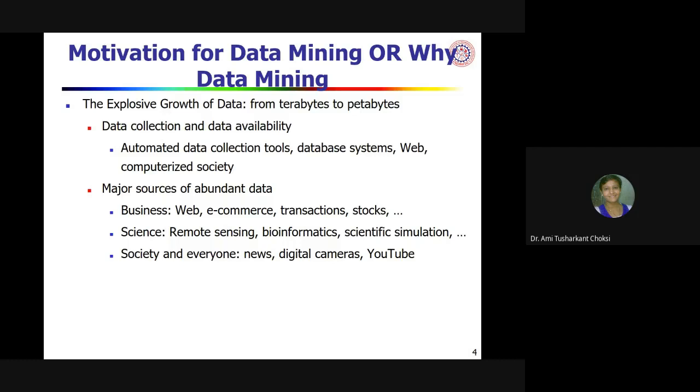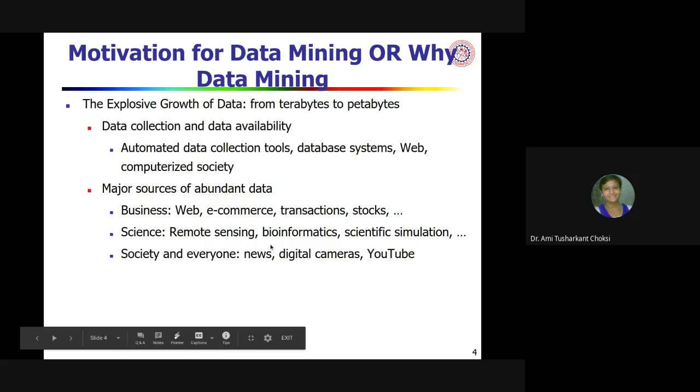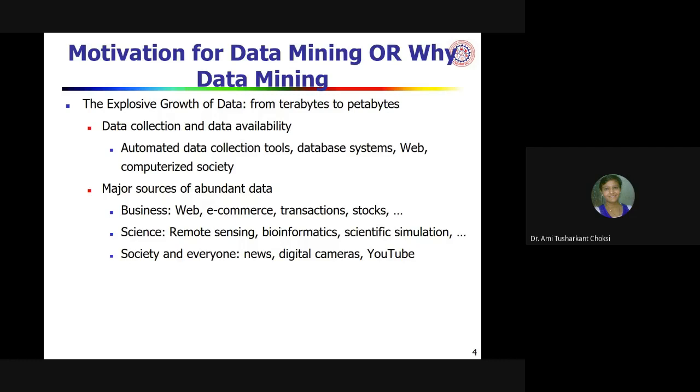Too many. For science, we can say remote sensing, bioinformatics, scientific simulation. Society and everyone, news, digital cameras, YouTube, all these things are giving us too much data, isn't it? And when we are having this much data, we should have the information and the knowledge of it. Now, what we want to do with this data?